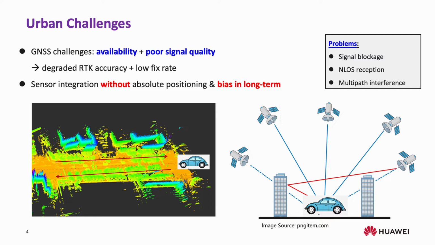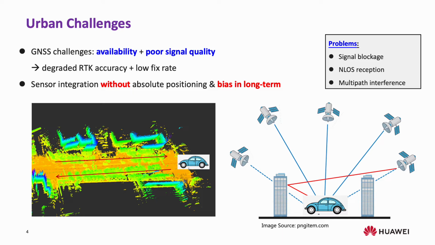However, in urban environment, the surrounding buildings produce signal blockage, non-line-of-sight reception, and multipath interference. All these phenomena may degrade signal quality and availability. This degrades RTK performance and makes RTK hard to obtain fixed solutions in urban environment.